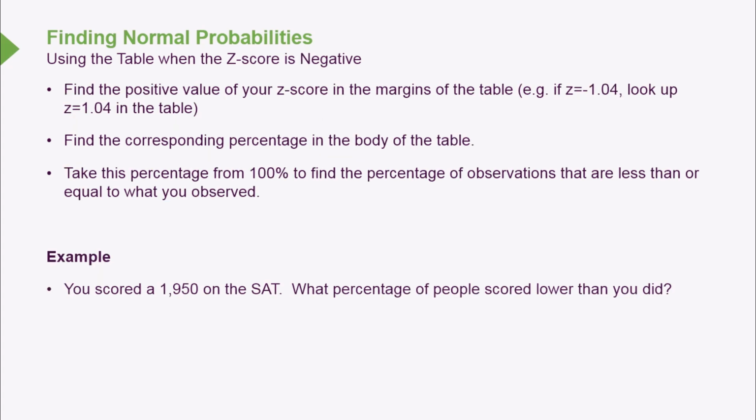What if the z-score is negative? Well, what we can do is we can find the positive value of the z-score in the margins of the table. So for instance, if z is minus 1.04, look up z equals 1.04 in the table. Find the corresponding percentage in the body of the table as you did before, and then take this percentage from 100 to find the percentage of observations that are less than or equal to the z-score that you were interested in. So in this case, it would be z equals minus 1.04.